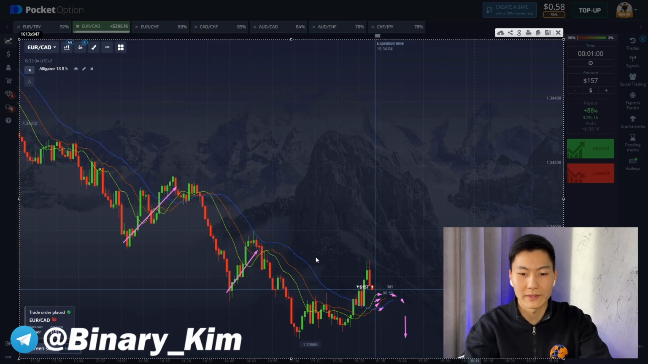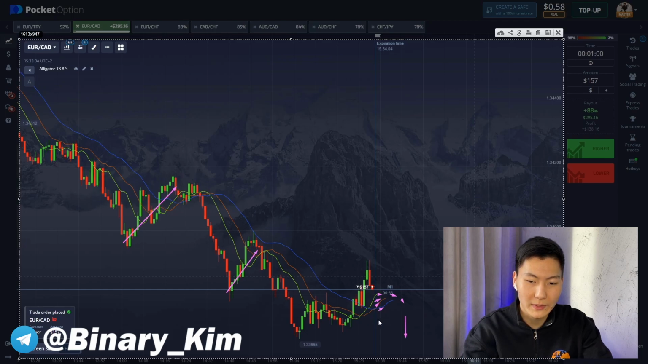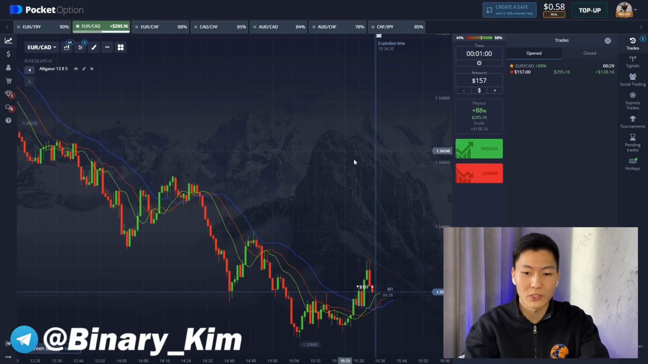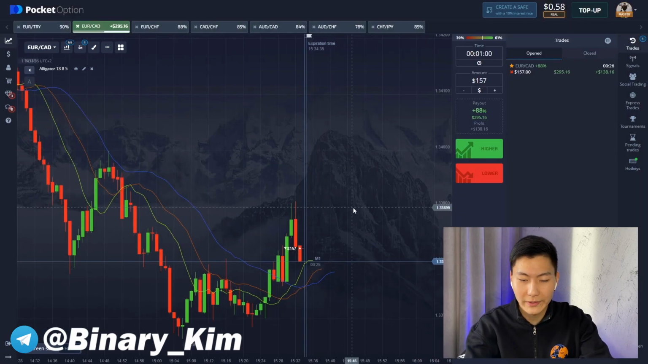Take a look at this, guys. Very similar pullbacks of the price, and from this level I guess the price should also continue going down. That's why we opened the short position following the trend direction.